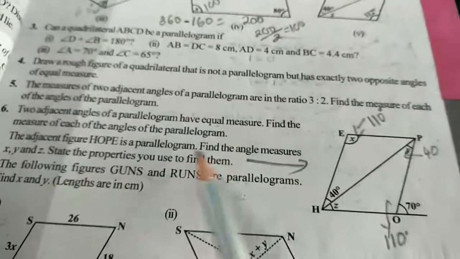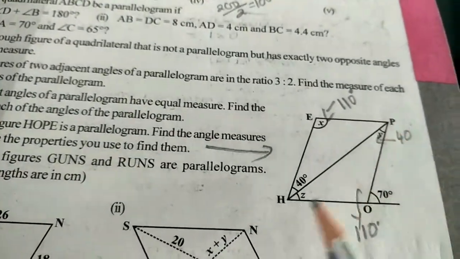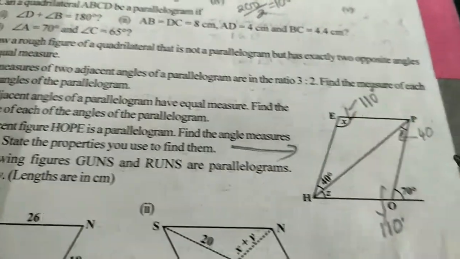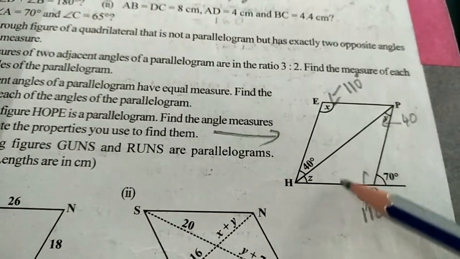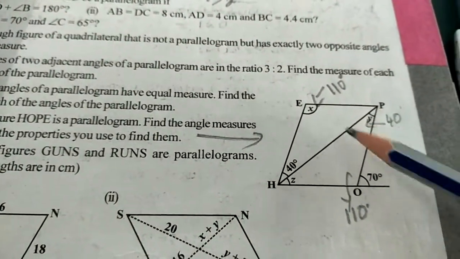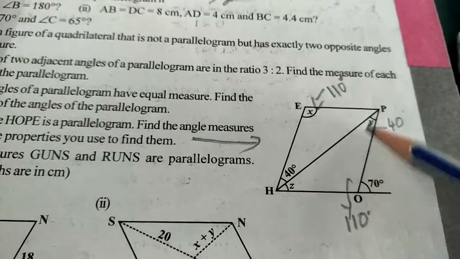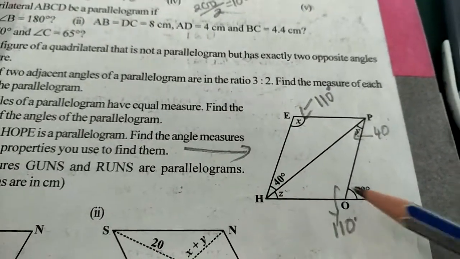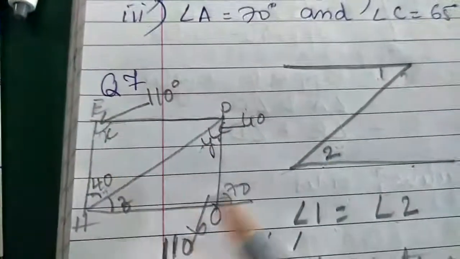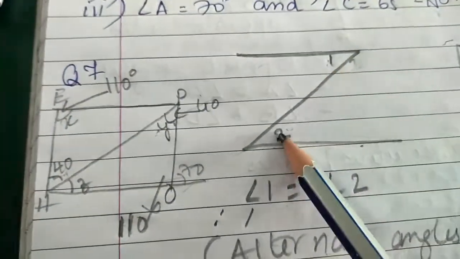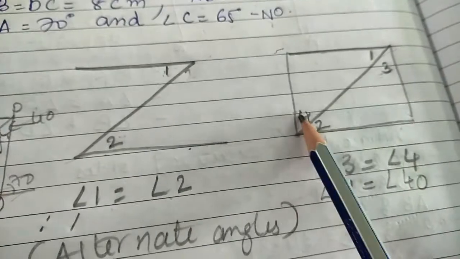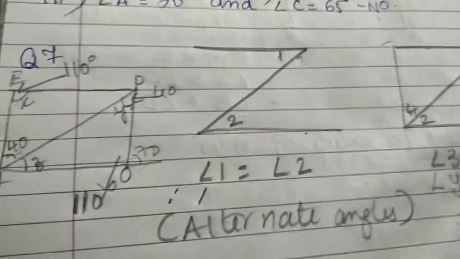In question number 7 you have a parallelogram HOPE, and you have to find out the measure of x, y and z. Now in x, y, z here, this angle 1 is equal to angle 2 and angle 3 is equal to angle 4 because a Z formation is there again.